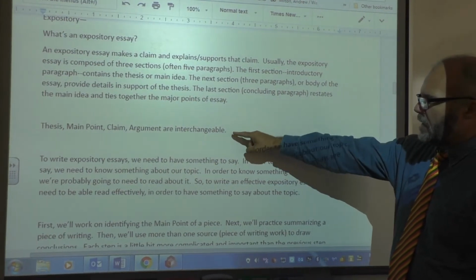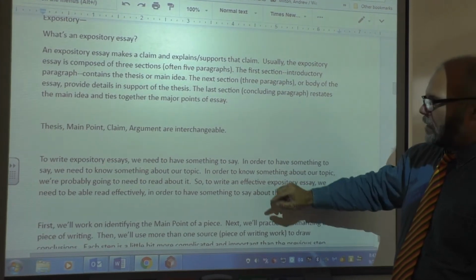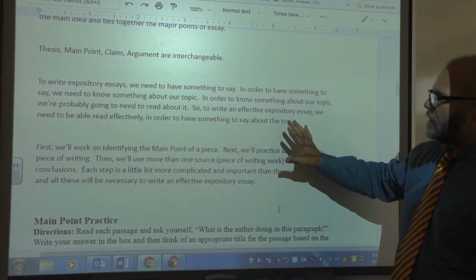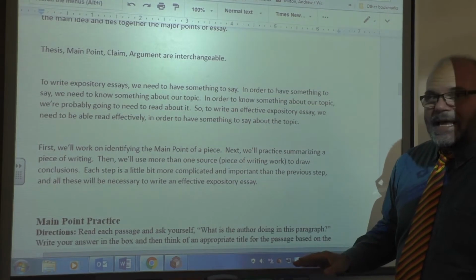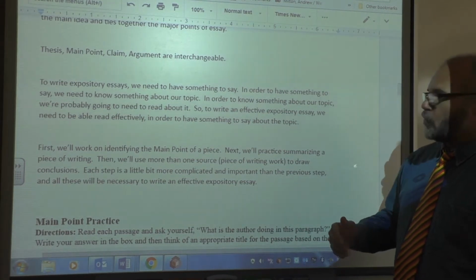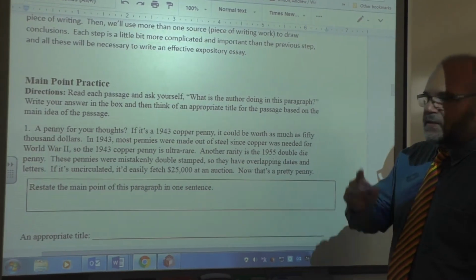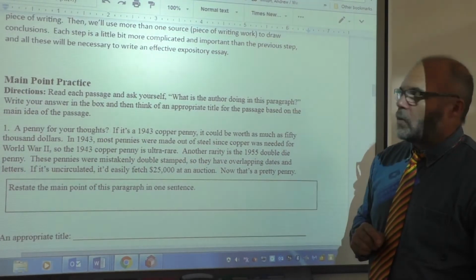Then we have a little short expository essay discussion: what an expository essay does, what a thesis statement is, and how a main point and a claim and argument are the same thing, and an explanation of how important it is that when we write expository essays, we need to have something to say. That usually means we've done some reading, among other things. So there's some main point practice, because expository essays are about getting the main point.